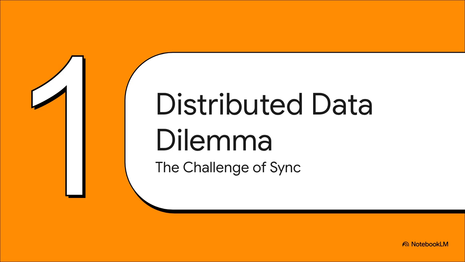And this whole challenge, it has a name. It's called the distributed data dilemma. Honestly, it's one of the toughest nuts to crack in computer science. But the way GenosDB solves it is, well, surprisingly elegant. It uses this really clever two-part strategy, and we're about to jump into the first piece right now.